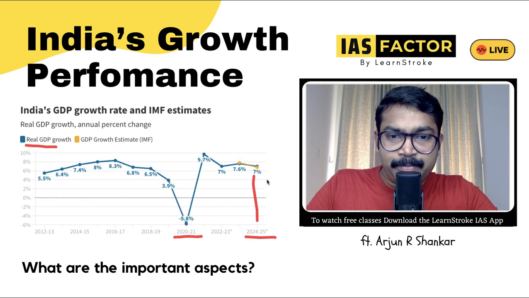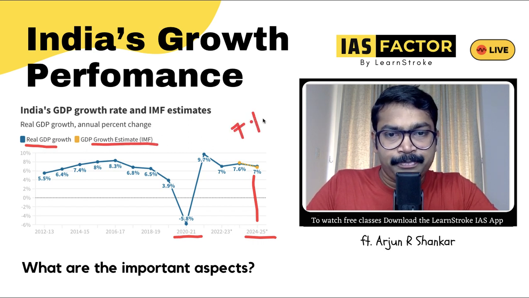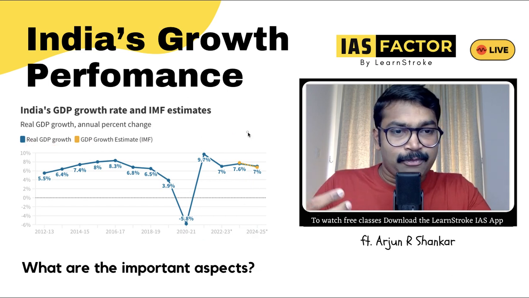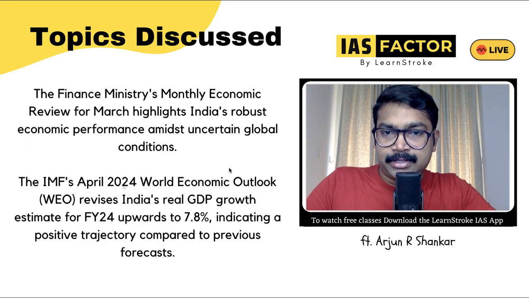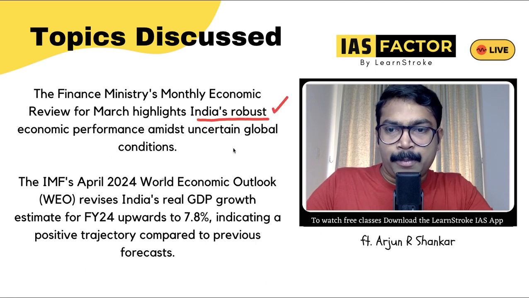You can see the yellow is the GDP growth estimate by the IMF, but we can see that it will actually grow above 7%, which is actually being shown in this. So let's understand what are the other important analyses regarding this. India's finance ministry says that India will have a robust economic performance. So that is a good thing. India will have a robust economic performance.